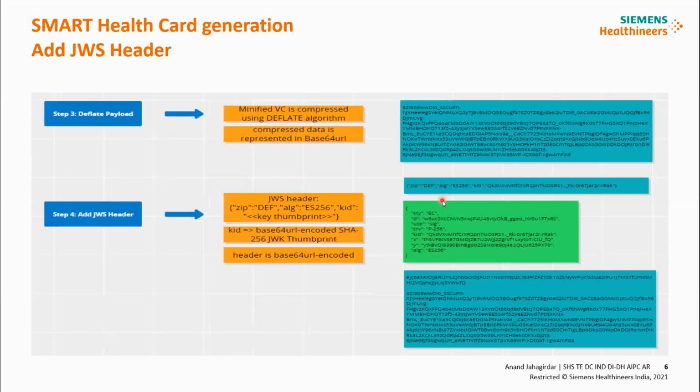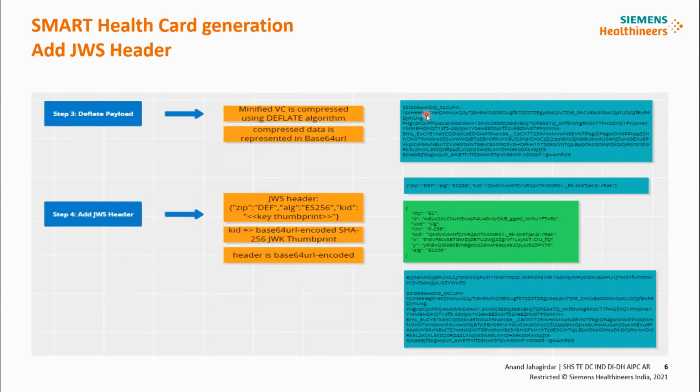Once you create this payload, the next thing is to compress that payload. How do you compress? Basically, use a zipping algorithm. The deflate compression algorithm is used, and you compress it and encode it using base64 URL, and your payload is ready. This is your payload, and to this payload you have to add a JWS header.